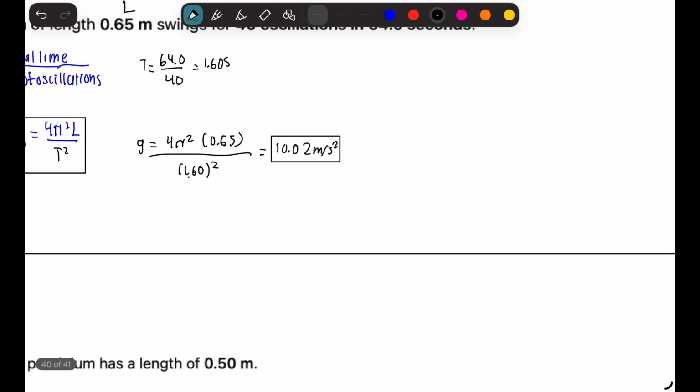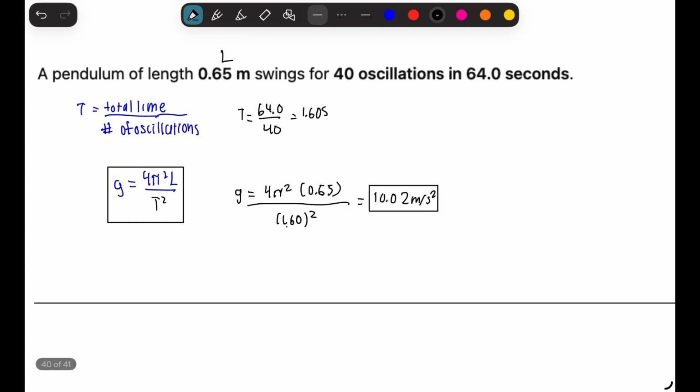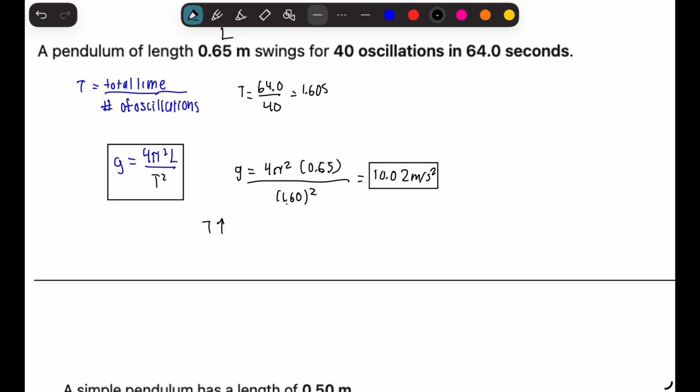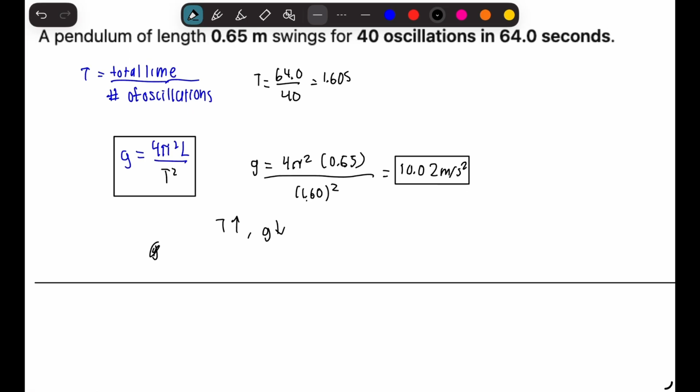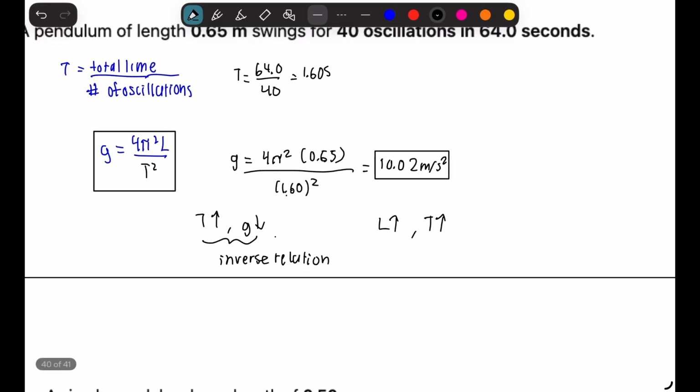So that's good. What we see here is that for all of our examples, when T increases, G decreases, and that's because G is inversely proportional to T squared. Inverse relationship. Also, as we see L increases, then T is going to increase as well. That's because they're directly related to each other. Now, we can see that in our equation here.